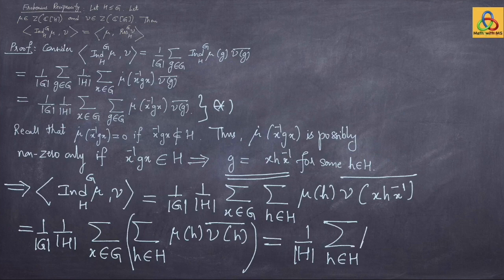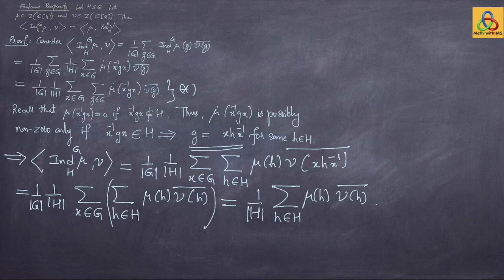But what is this? This is simply the inner product of mu and nu, but nu was a function from G to C, so therefore it is the inner product of mu with the restriction of nu from G to H, right? Because I am varying h only in the group H. Inner product of mu with restriction of nu from G to H. So this proves this beautiful result called Frobenius reciprocity. And this is going to be extremely helpful later on when we define induction of a representation of a subgroup to a representation of the group G.